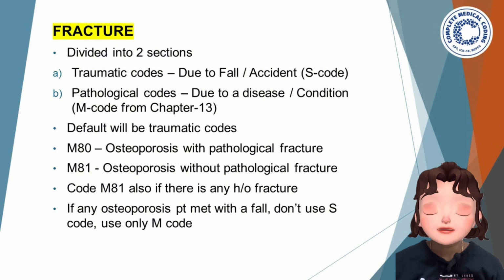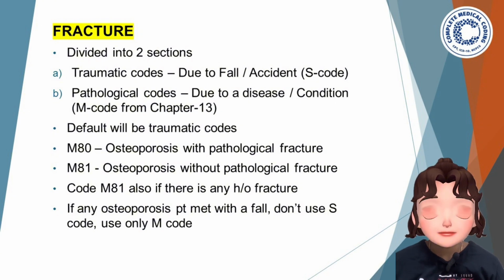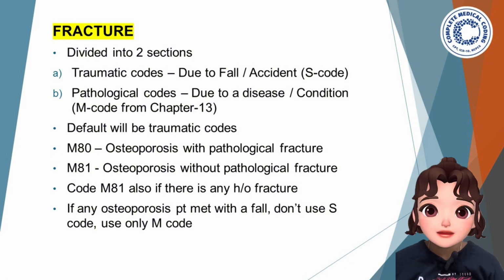Okay. Now, what is the difference between code M80 and M81? M80 represents osteoporosis with pathological fracture. M81 represents osteoporosis without pathological fracture. Code M81 also if there is any history of fracture. If there is any history of fracture, we can code M81, that is osteoporosis without pathological fracture.